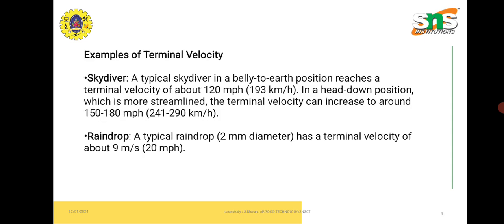Examples of terminal velocity: skydiver. A typical skydiver in a belly-to-earth position reaches a terminal velocity of about 120 mph. In a head-down position, which is more streamlined, the terminal velocity can be increased to around 150 to 180 mph. Raindrop: a typical raindrop has a terminal velocity of 9 meters per second.